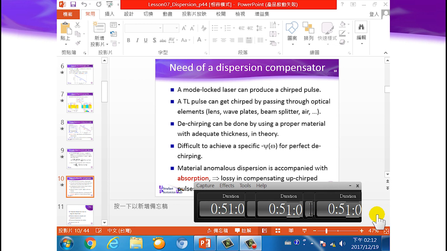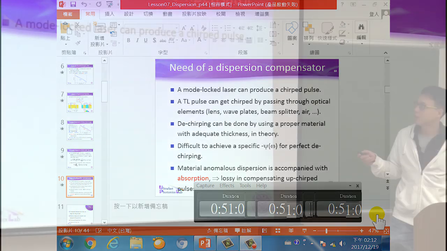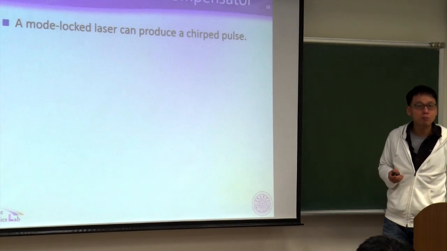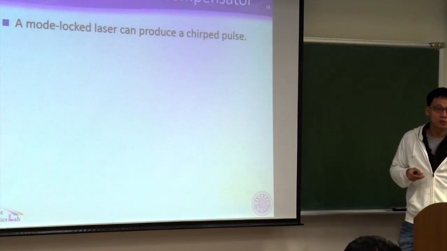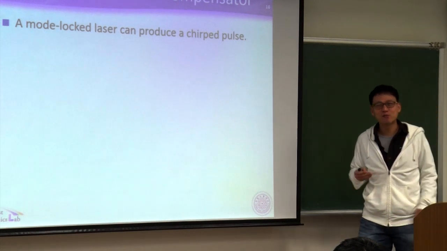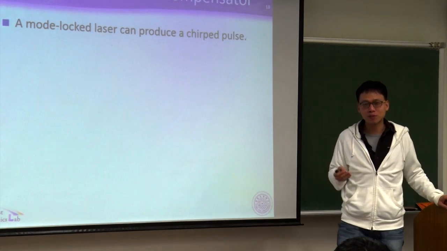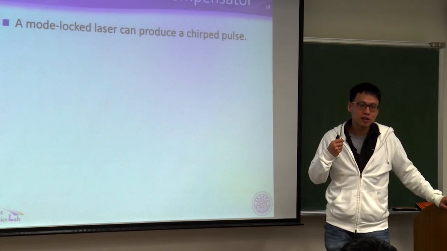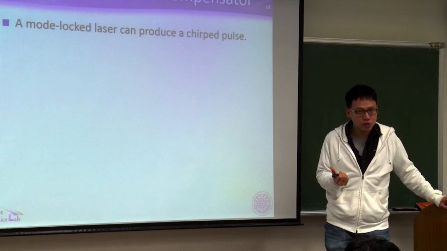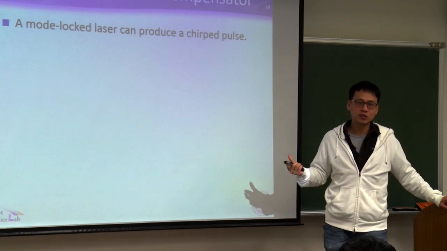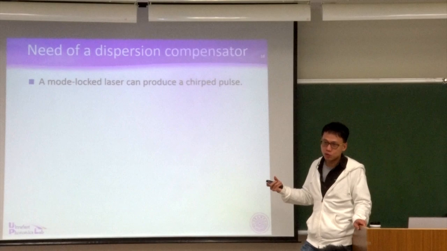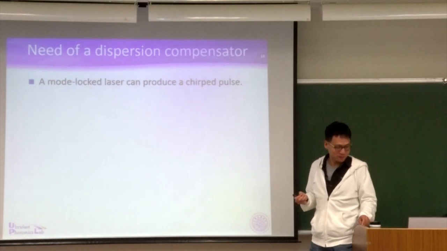Okay, last page about this section. The need for a dispersion compensator. First, a mode-locked laser can produce a chirped pulse. Do you still remember the materials in lesson 4? When we talked about passive mode-locked lasers, the output pulse could be chirped if your cavity has non-zero dispersion and self-phase modulation, the Kerr effect. So in that case, anyway, you need dispersion compensation, right?